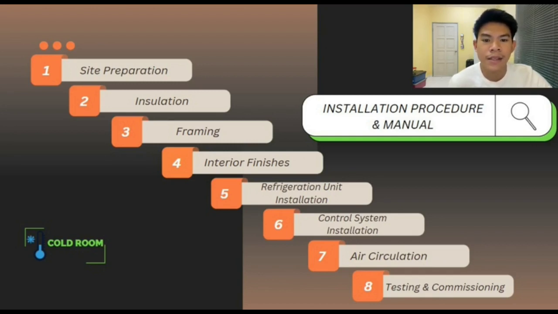And lastly, testing and commissioning. Once the installation is complete, the cold room must be tested and commissioned to ensure that it is operating correctly and the temperature and humidity are within the desired range.